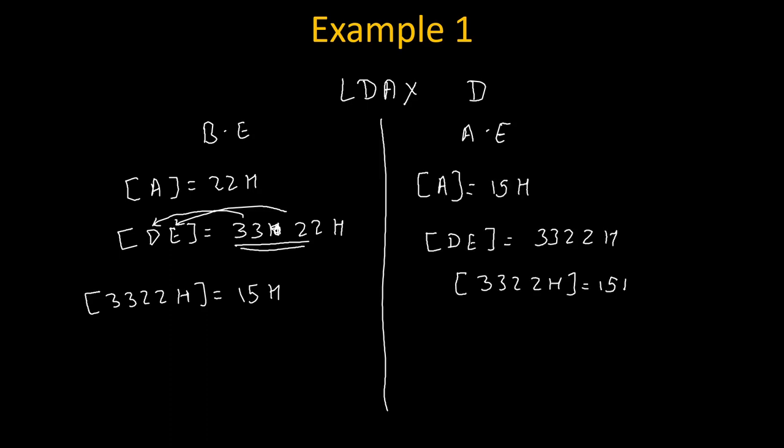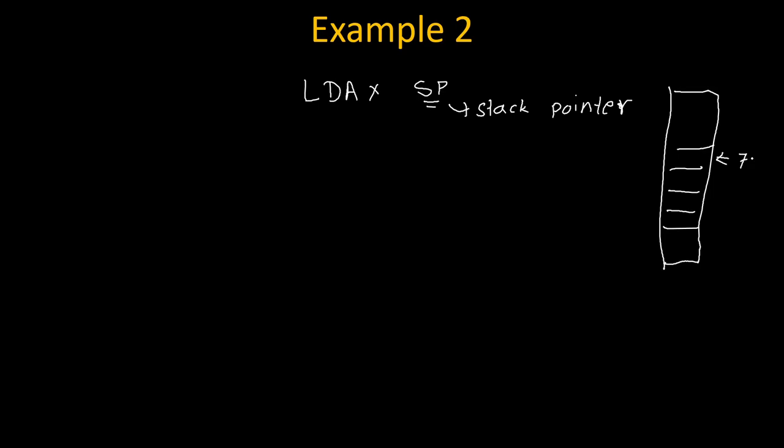It will remain 15H. Then one more special instruction is there, which is LDAX SP. Here SP stands for stack pointer. Now what is stack? Stack is vertical memory, and it will tell us up to how much location it is full. Let's say it is full up to this location, and this location is 7250. So this location will be pointed by SP register. SP stands for stack pointer, and it will tell us this memory is full up to this, and above this you can use memory for temporary data storage. So stack is nothing but vertical memory, and it is full up to a particular memory location, which will be indicated by stack pointer.